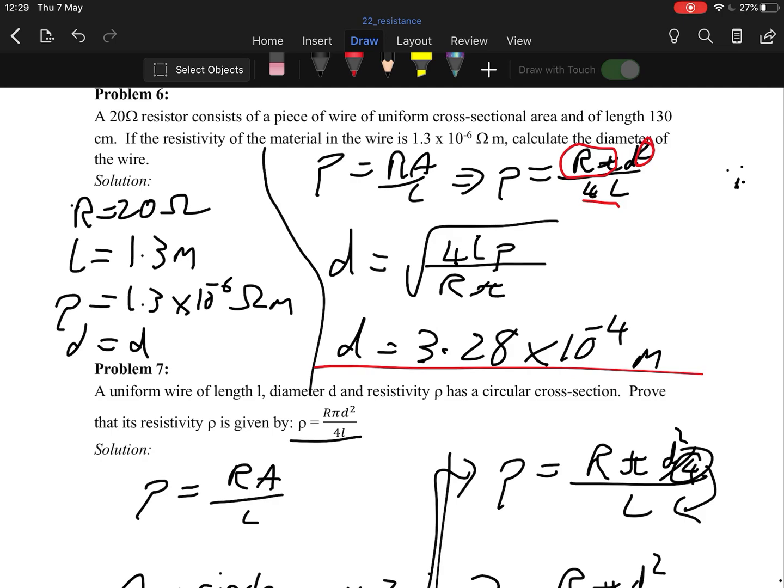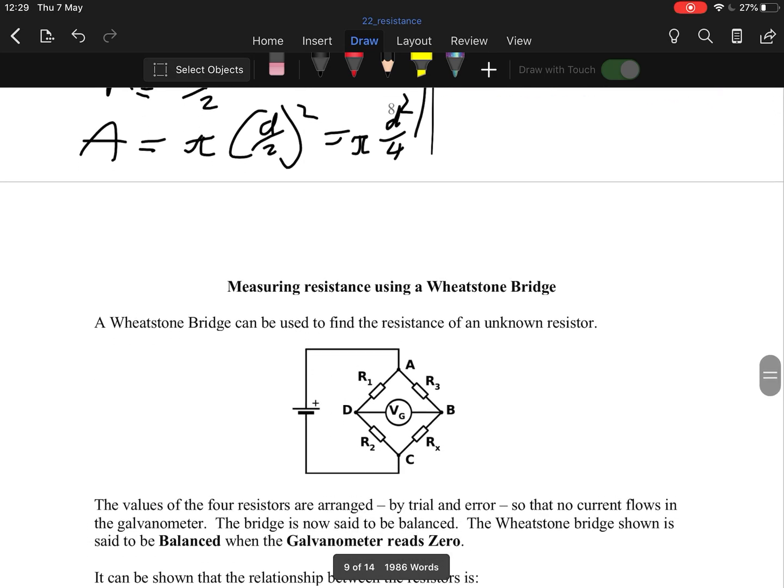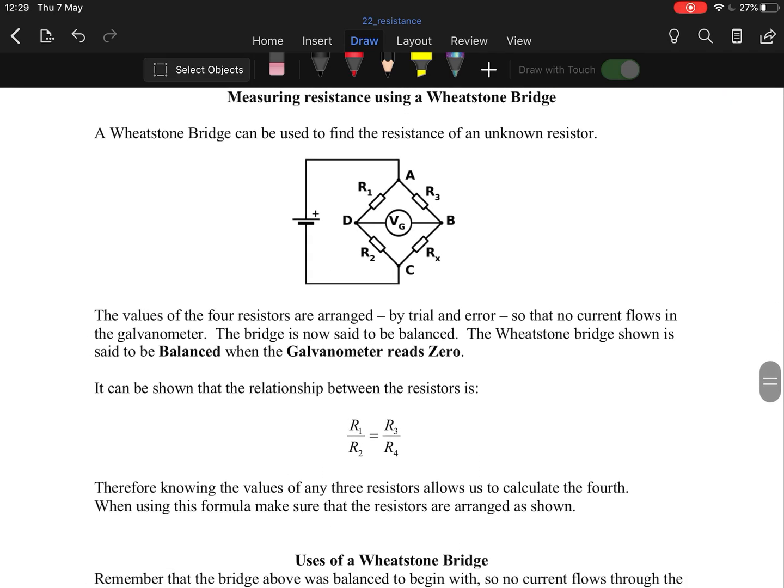It's the radius of a circle. Or it's not the radius of a circle, it's the area of a circle. Okay. Measuring a Wheatstone bridge. Basically with a Wheatstone bridge, you set it up so that the galvanometer reads 0. It's balanced, okay? Now the trick with this is R1 divided by R2 is equal to R3 divided by R4. You see? That's how you do it.